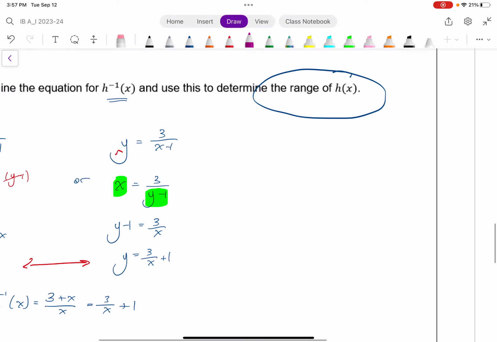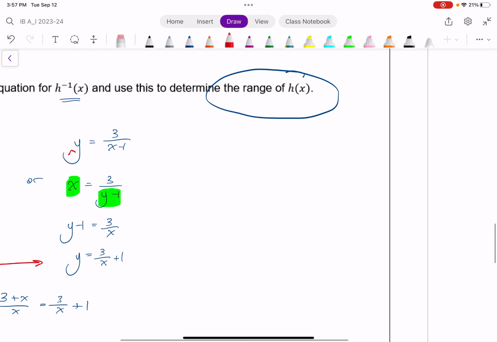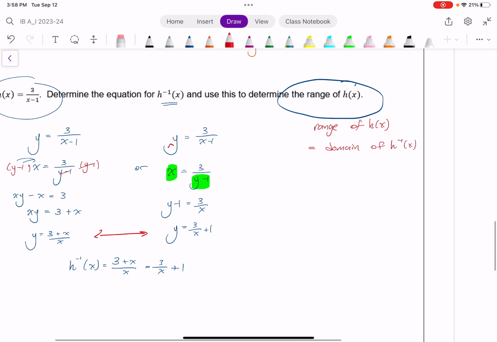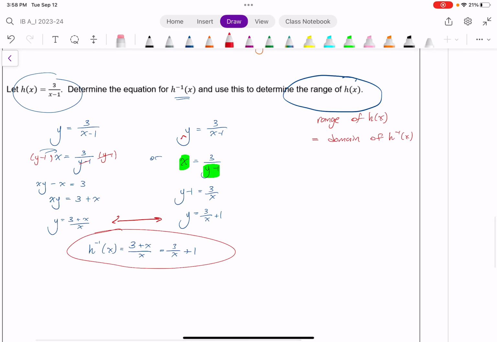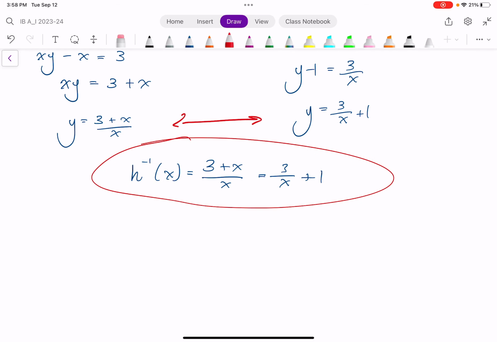So keep in mind, this is the key idea. The range of h of x, our original function, is the same as the domain of the inverse. And so if I can find the domain of my inverse, which is right here, then I know the answer to the question. And so let's just look at this. What's the domain of this?